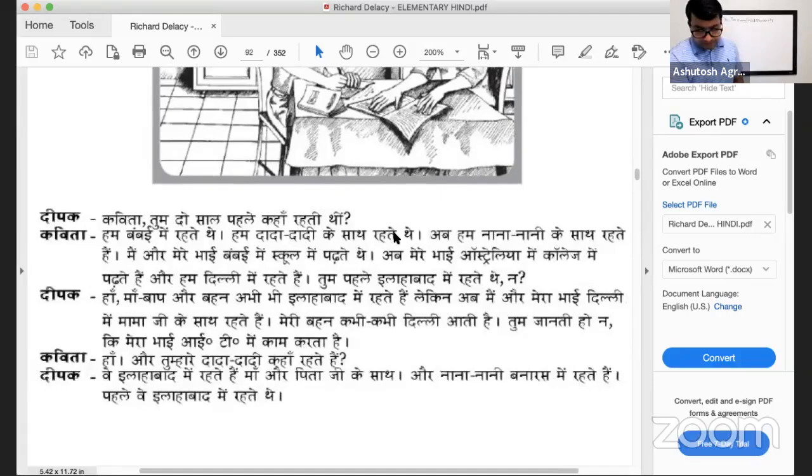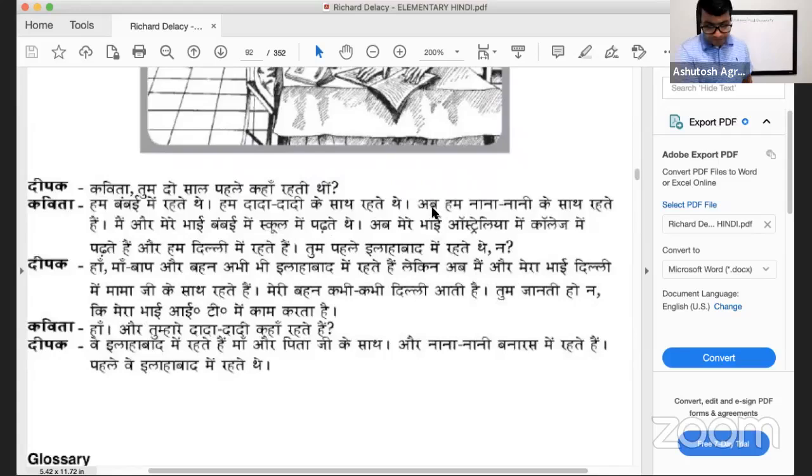Okay, keep on reading. Ab hum nana nani ke saath rehte hain. Okay. Now we live with our other grandparents. Yeah, maternal grandparents. Okay. So earlier it used to be rehti thi, rehte the, rehte the. All of a sudden, rehte hain. Like earlier we used to live with our paternal grandparents, but now we live with our grandparents on the mother's side. Okay, awesome.